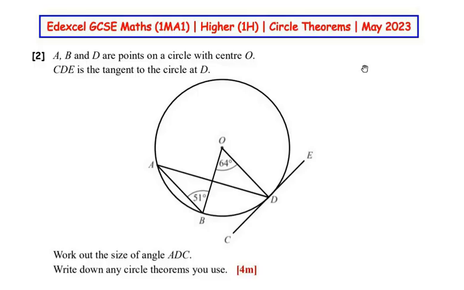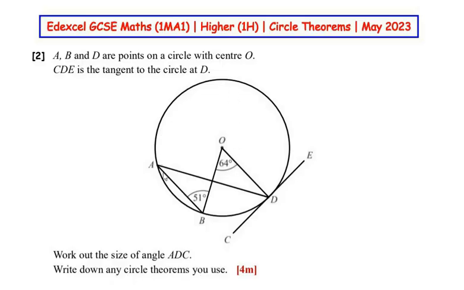Now the second question is referred from the May 2023 paper. A, B and D are points on a circle with center O. CDE is a tangent to the circle at point D. Work out the size of angle ADC. Write down any circle theorems you use.